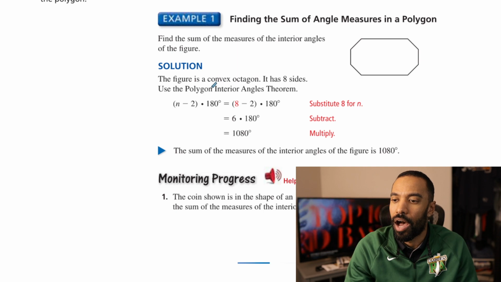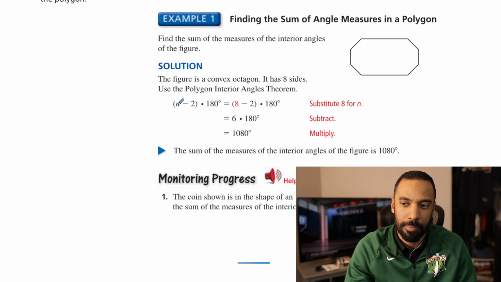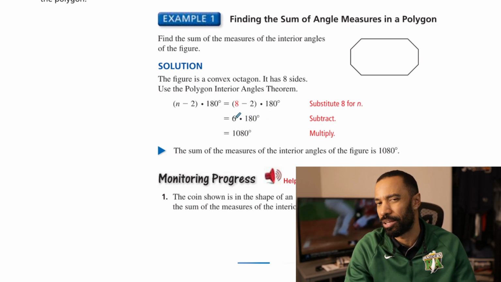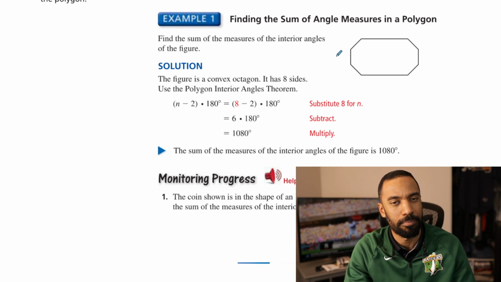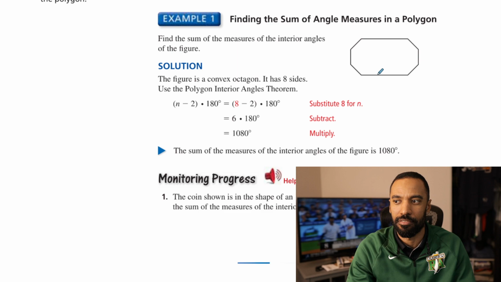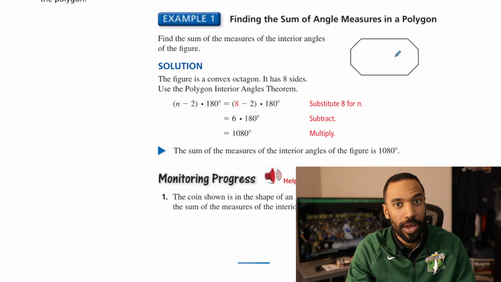You'd be fine. Anyway, so what they do, if n represents the number of sides, then you plug in 8 for n, 8 minus 2 being 6. 6 times 180 is 1080. Once again, 6 is the number of triangles that exists in there. Not that you have to draw them, but the formula does that for you. 1080 degrees is the interior angle sum of this octagon.